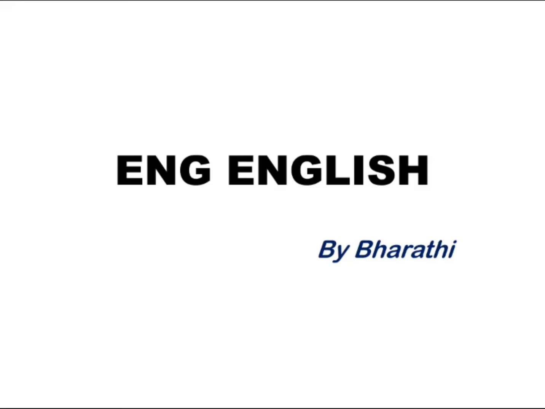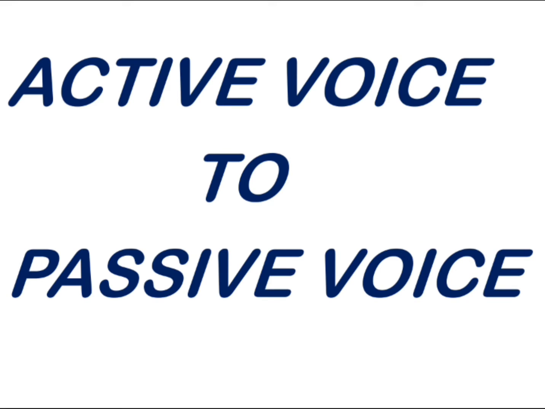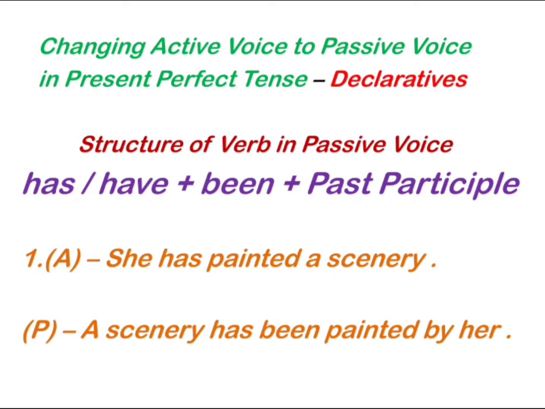The topic in this video is active voice to passive voice, that is, changing active voice to passive voice in the present perfect tense. In the present perfect tense we use has or have. Has we use for the singular and have we use for the plural, and we use the verb as the past participle. We are going to see the change of active voice to passive voice in the present perfect tense, first in the declarative sentences.